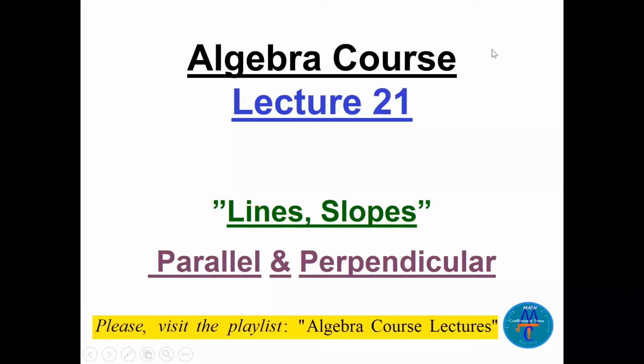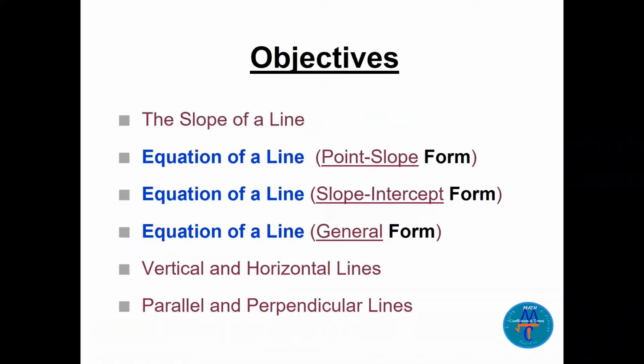In this video, I'm continuing the algebra course lectures, and this is lecture 21. It's about lines, slopes, parallel lines, and perpendicular lines. As we can see here, the objectives: we will see the equation of a line in three different forms. We will define the vertical and the horizontal line. And we will see the parallel and perpendicular lines.